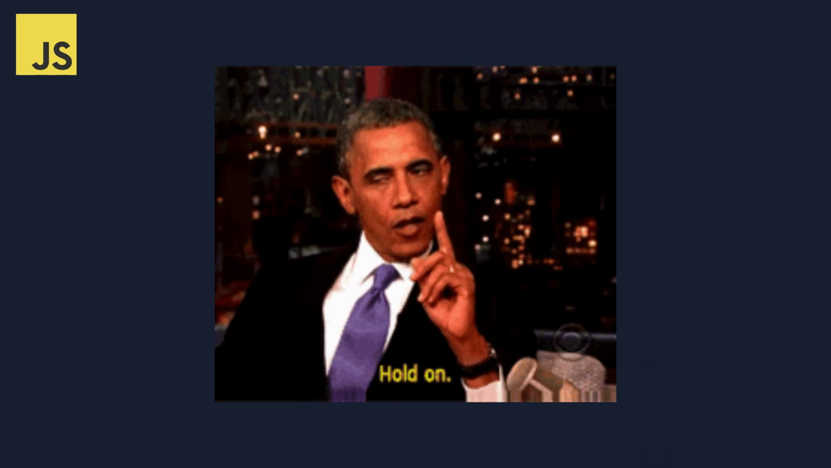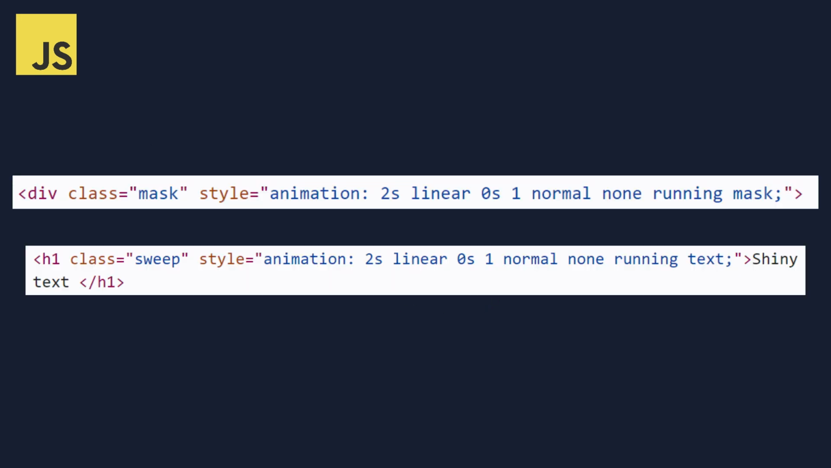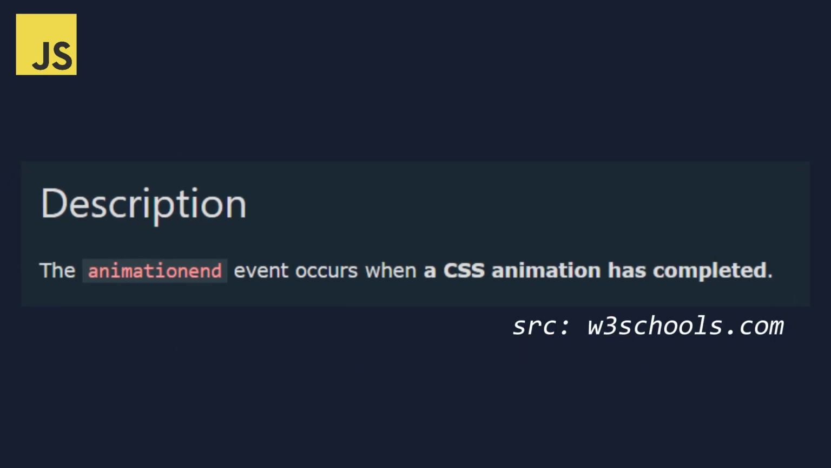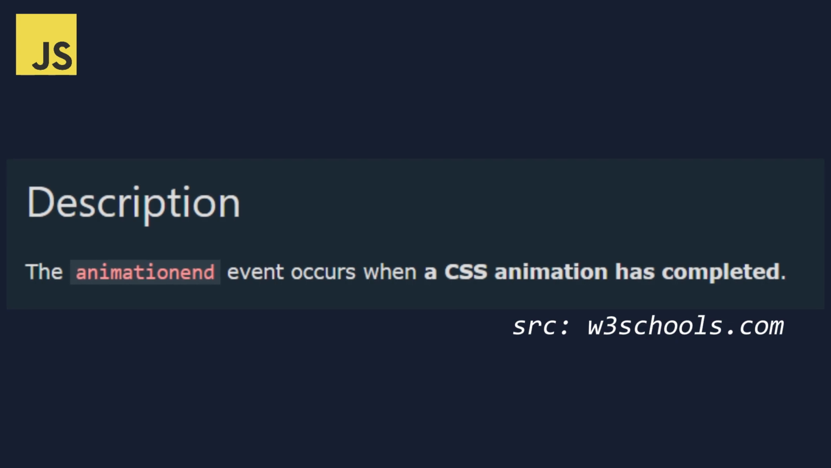But hold on, we're not done yet. As you can see, when you hover over the text again, the animation doesn't play. This is because the animations are already applied to these elements. Luckily, JavaScript has an event called animationend. This event occurs when a CSS animation has been completed.